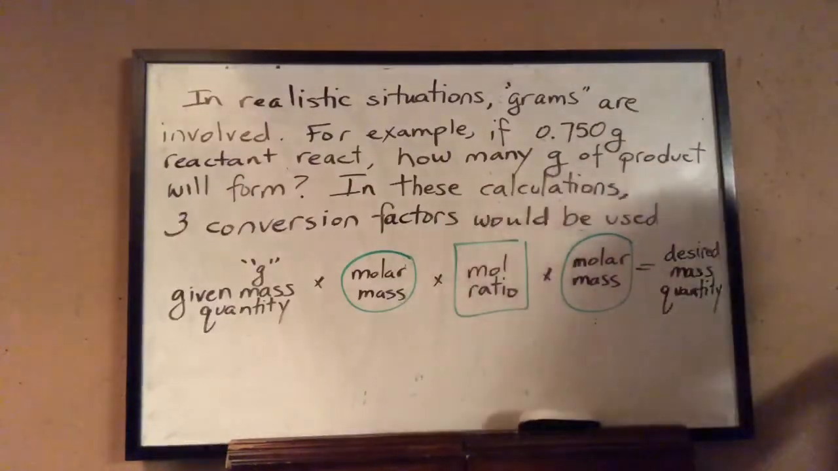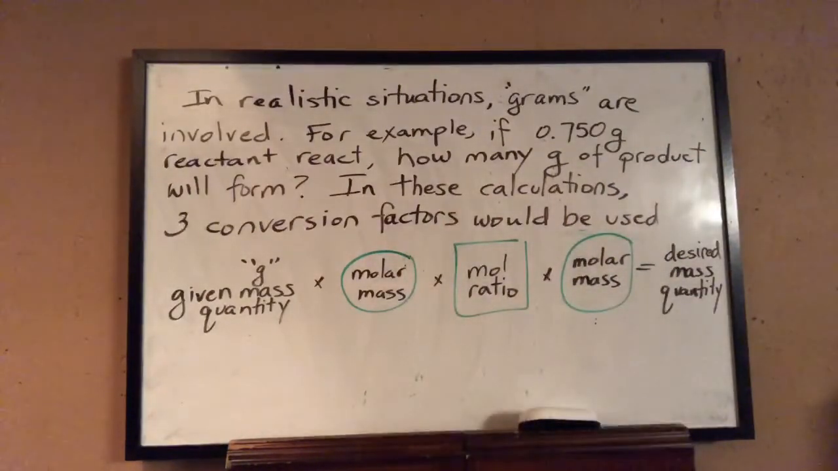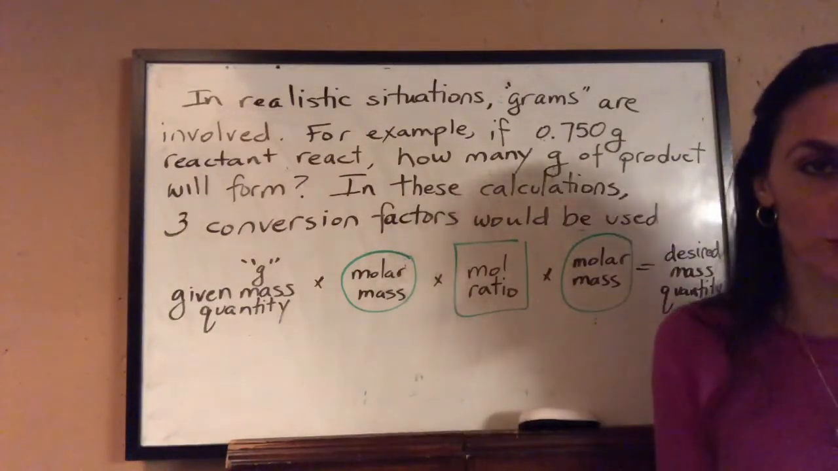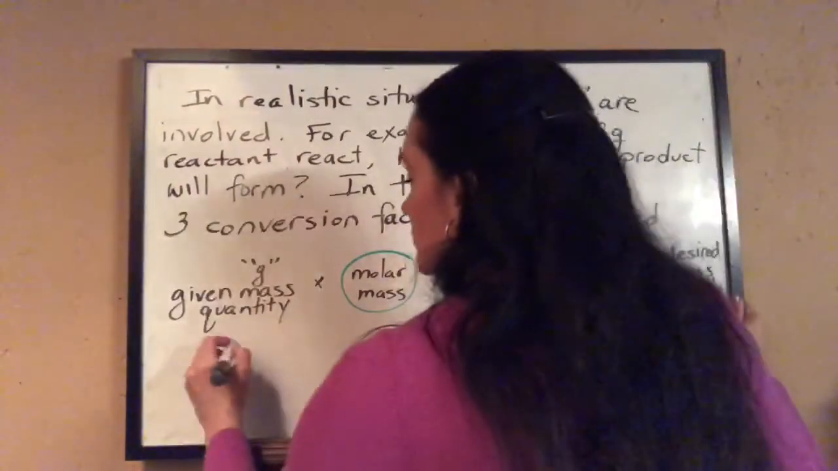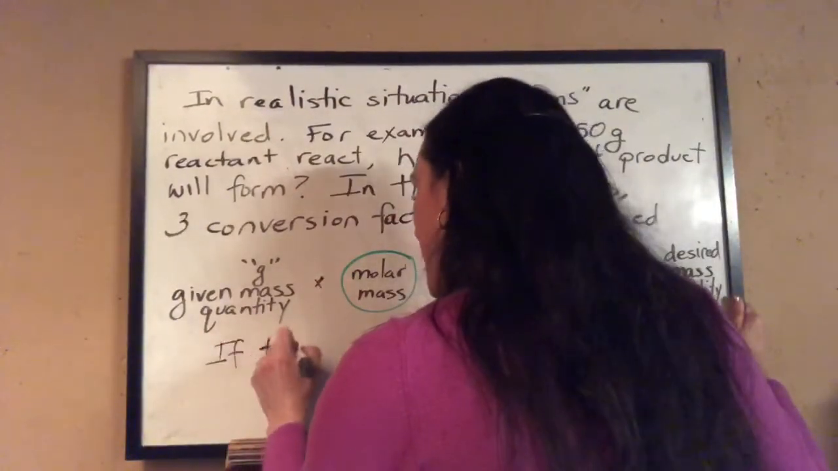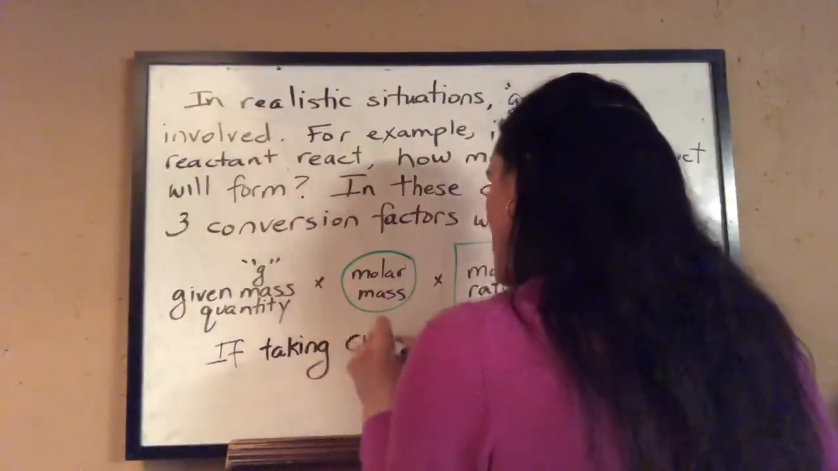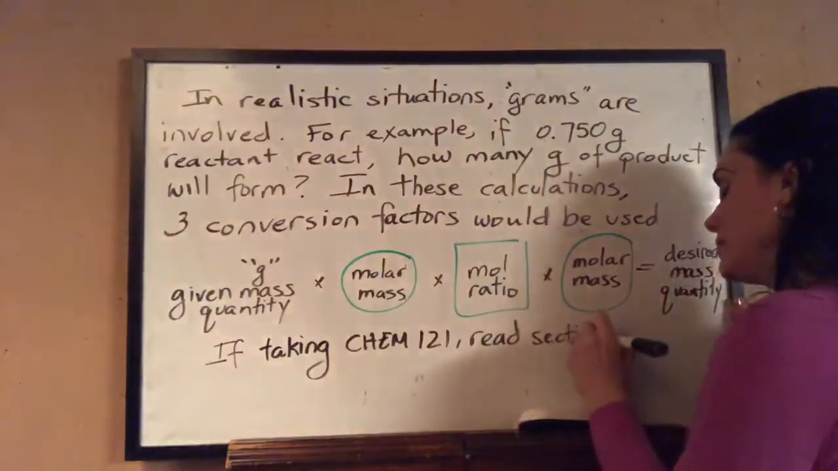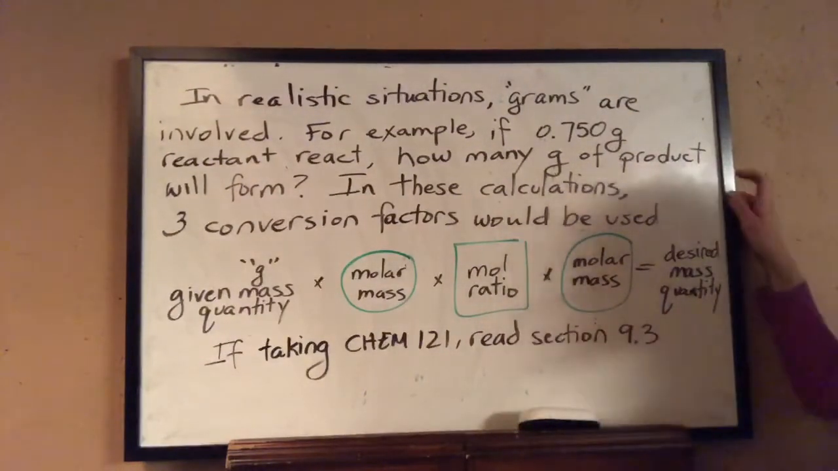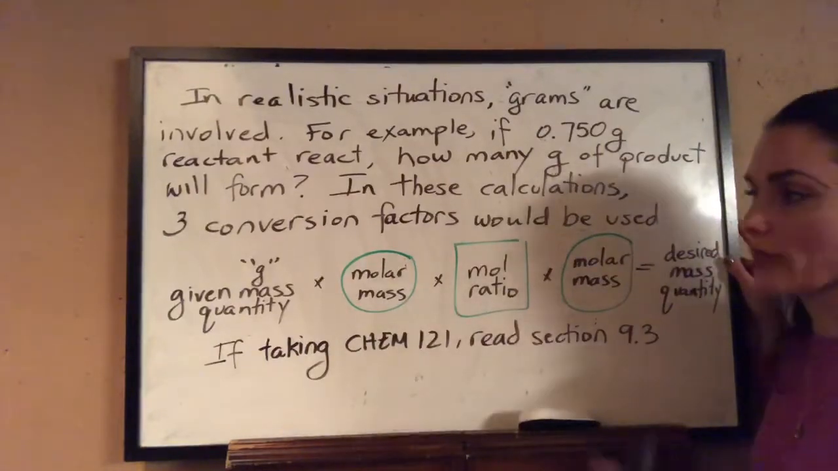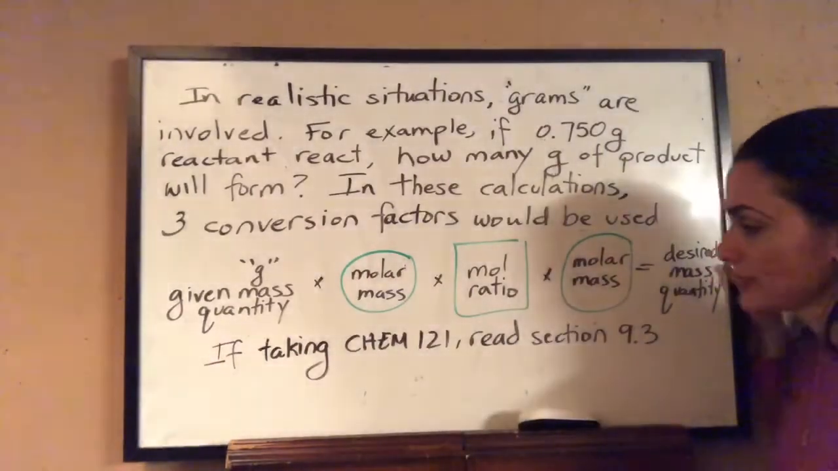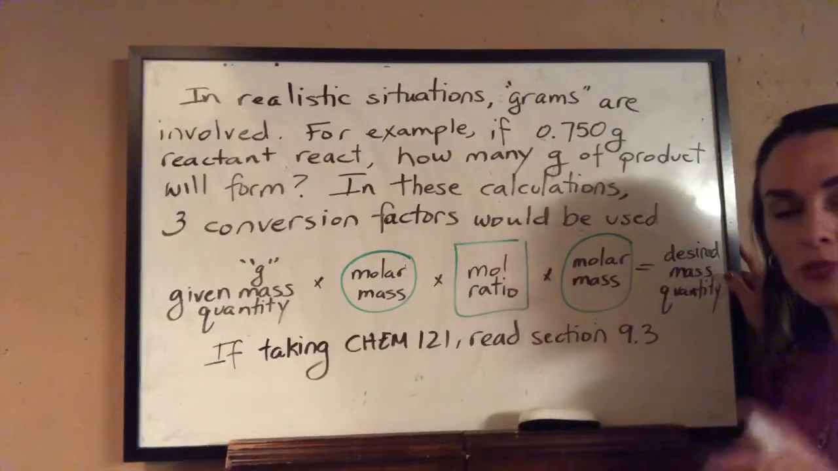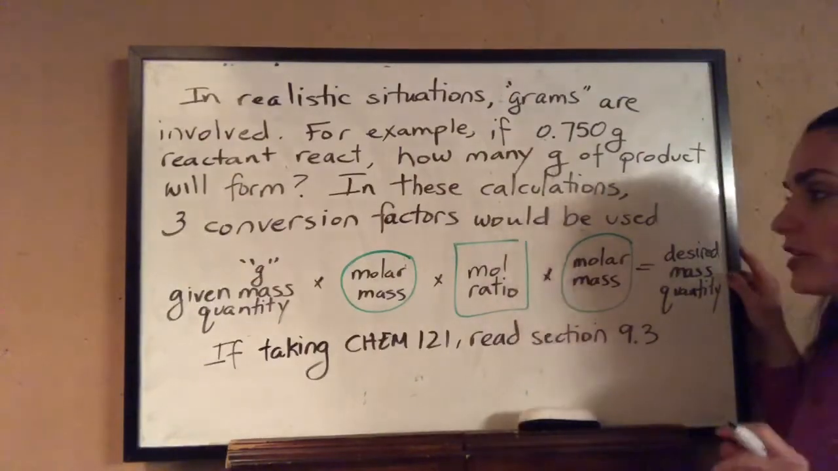And you can look in your textbook, section 9.3, and read that in further detail, especially those that plan to take Chem 121, okay? So if taking Chem 121, read section 9.3, okay? Because in Chem 121, that's right where we start at, okay? All right, so we will not do problems with 3 conversion factors in Chem 110, just with the 1 conversion factor, which is the mole ratio, okay?